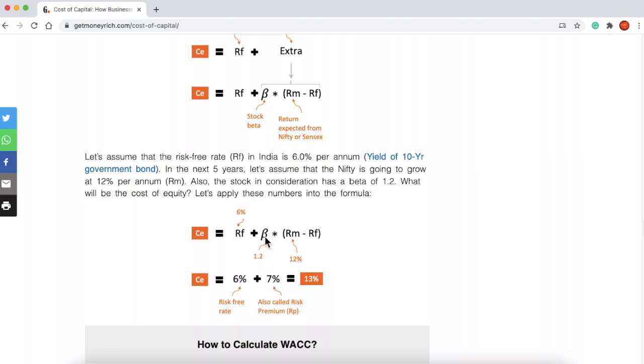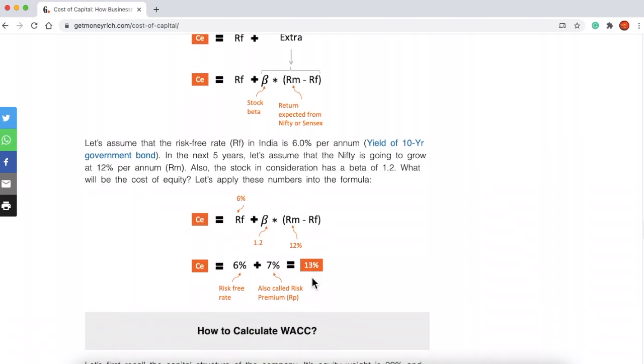This stock having a beta of 1.2, by applying this formula, should give 6% for sure, the risk-free rate, plus extra. The extra is 7%. How is this 7% calculated? From this formula, beta into (RM minus RF). So 6% plus 7% is 13%. So this example stock, whose beta is 1.2, should give us a minimum return of 13% per annum.